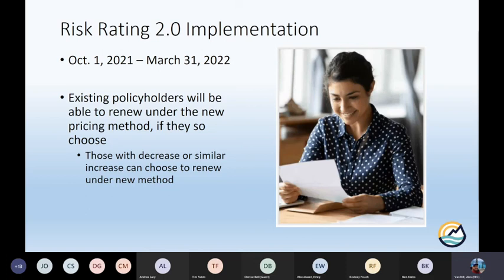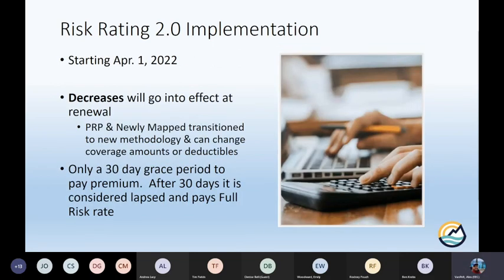My parents renewed their policy in September. Otherwise, they were eligible for a decrease. So it was really unfortunate they had to pay that higher premium for just one more year. But in September, my parents are going to start seeing that decrease. Starting April 1st, though, decreases will go into effect immediately. So if you get a $20 a month decrease, that's going to go into effect immediately.